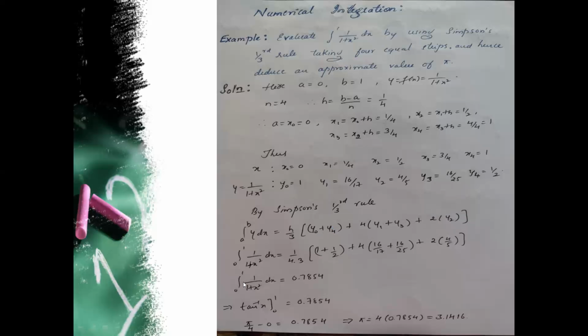Simplification will give us that the value of the integration from 0 to 1 of 1 upon 1 plus x square dx is 0.7854. That is the evaluation of the integral.